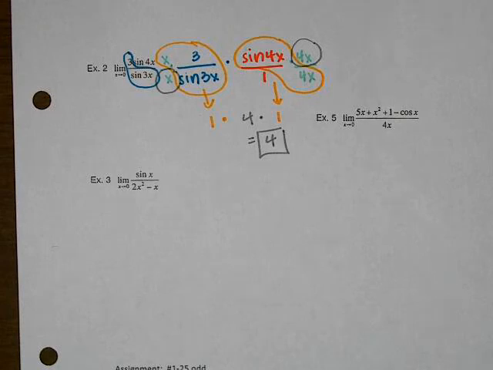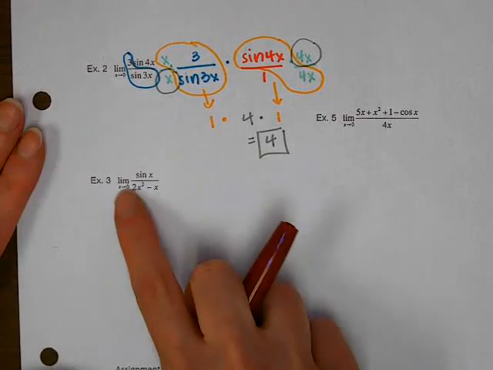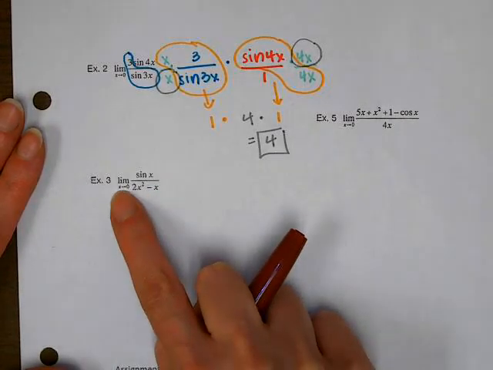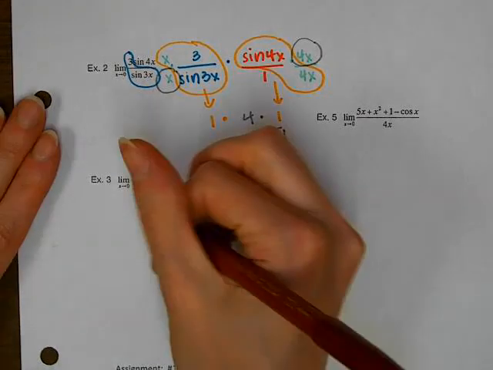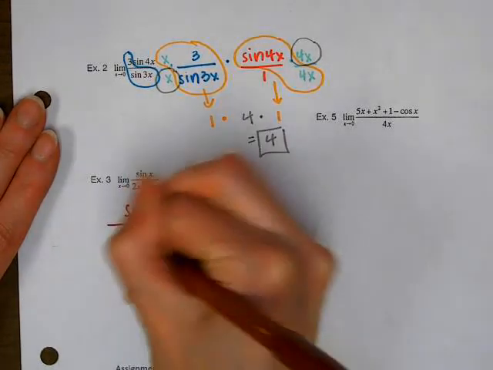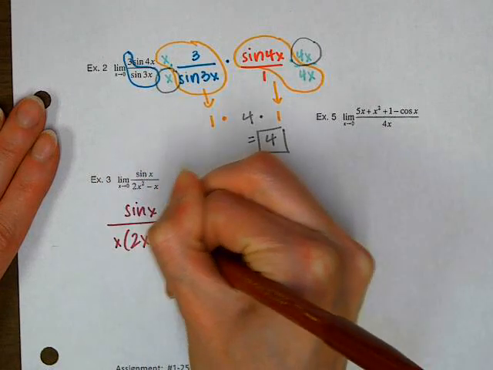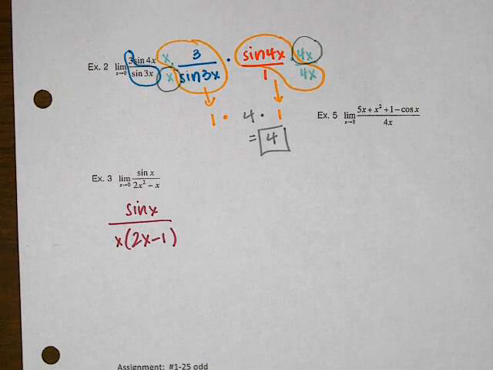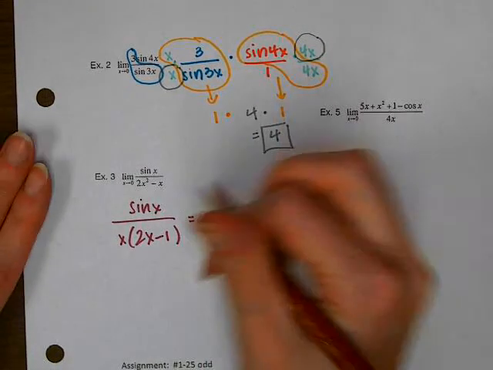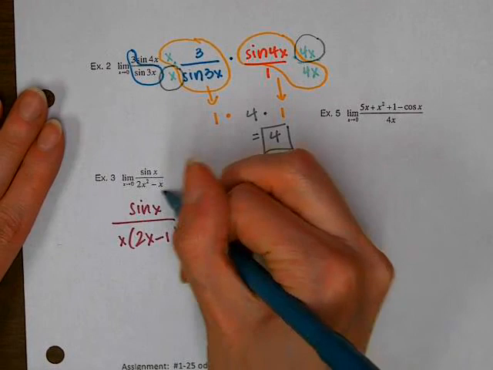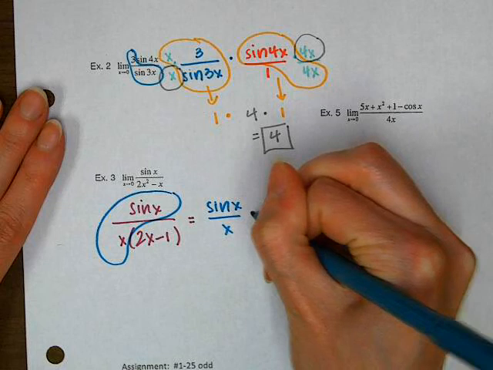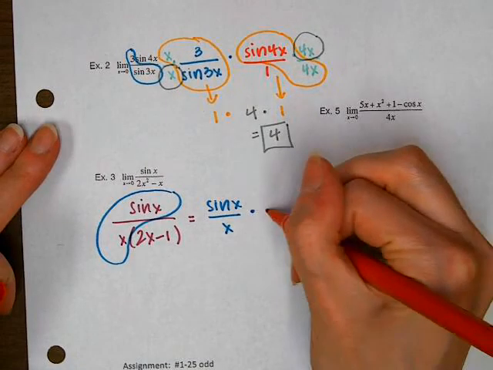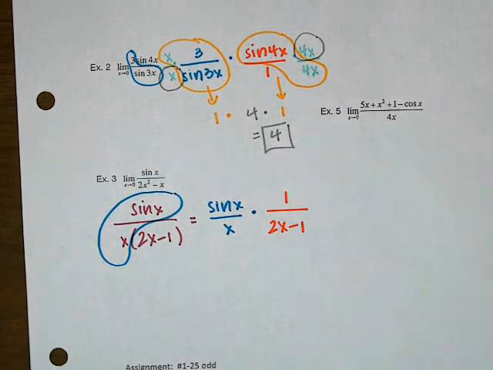Okay, number 3. Again, you always try to plug in 0. But if you plug in 0, you get 0 over 0, which means we have to try something different. All right, so for this one, I would factor out an x from the denominator, and it would be 2x minus 1. And then I'm going to group the sine x over x, and then the other fraction will be 1 over 2x minus 1. I just split it up into two fractions.